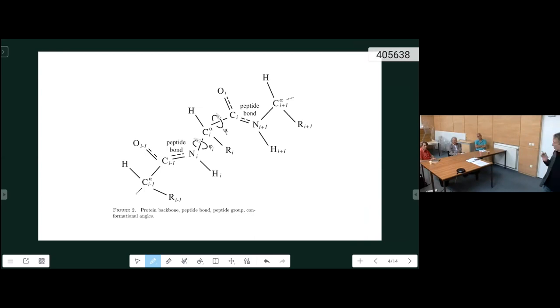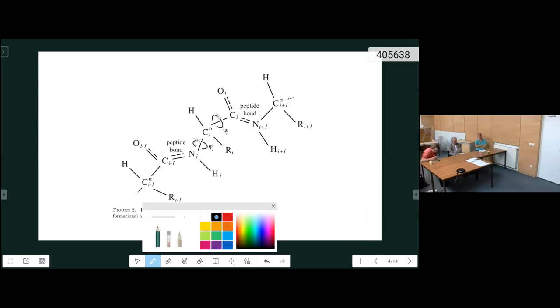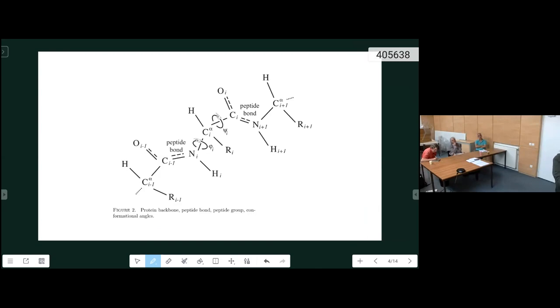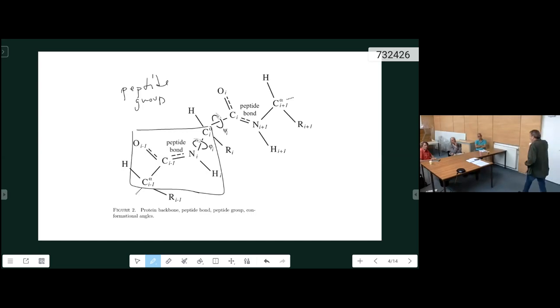There's another subunit that will be of critical importance to us called the peptide group. A peptide group is this subunit. And the geometrically amazing thing about this is that it's planar. These six atoms lie in a plane, by which I mean the centers of their Bohr models lie in a plane. This happens due to quantum chemical effects.